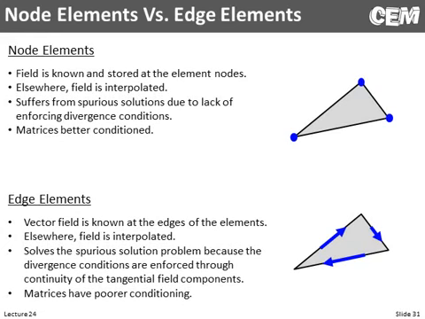So for the edge elements now, instead of knowing the field at the vertices, we know the fields at the boundaries. And notice those are the tangential components. So since we know the fields at the boundaries, if we look at an adjacent element over here, it shares this field value. So we really are enforcing the boundary conditions between the elements. So we don't have the spurious solution problem with the edge elements. However, the matrices are conditioned more poorly.